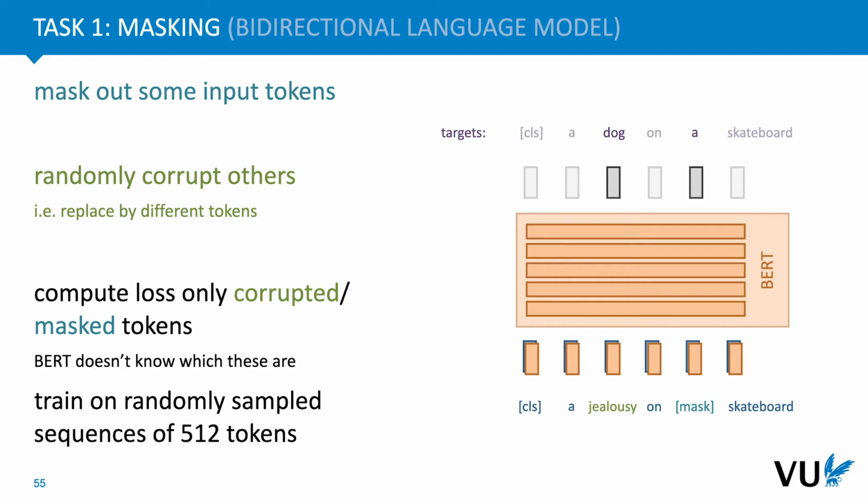We then compute the loss only on these corrupted or masked tokens, but since BERT doesn't know which ones we've corrupted, it needs to produce predictions for all of the words in the sentence. And we train on randomly sampled sequences of 512 tokens. And the main purpose of this task is to produce token-level representations, output representations that represent the individual tokens in the input sentence.